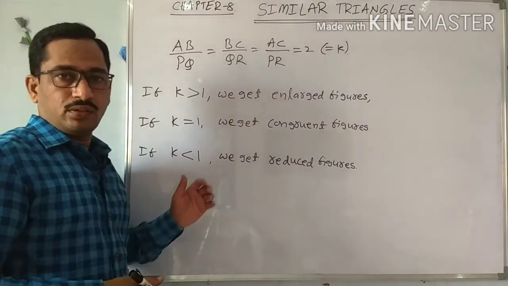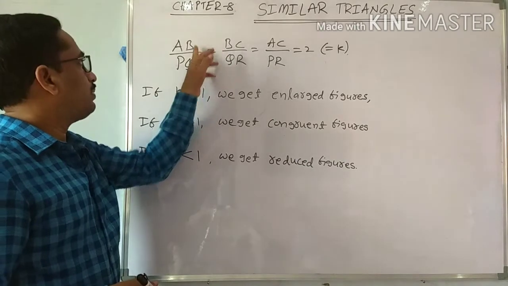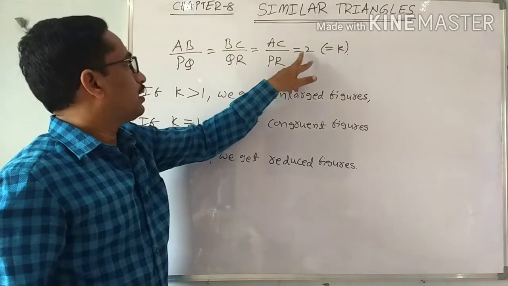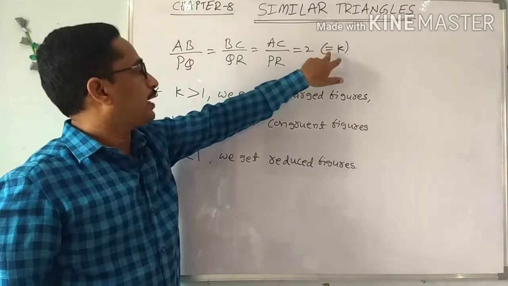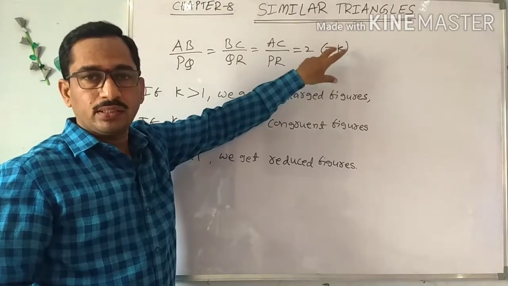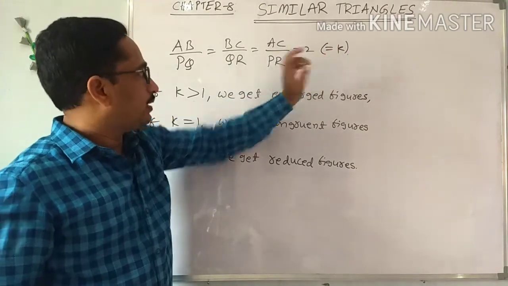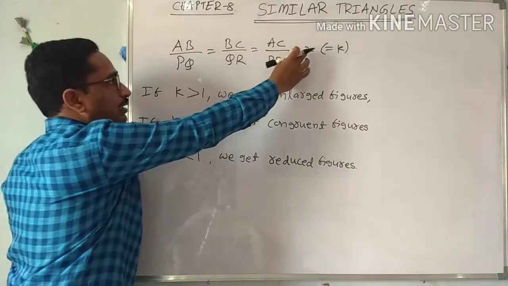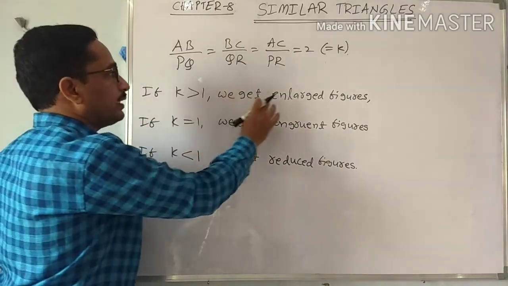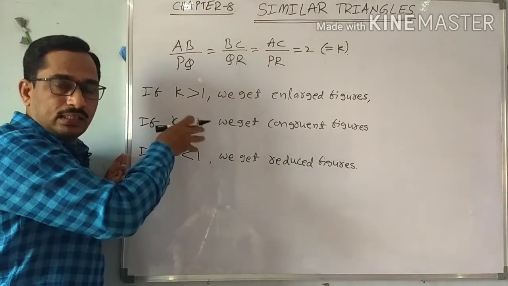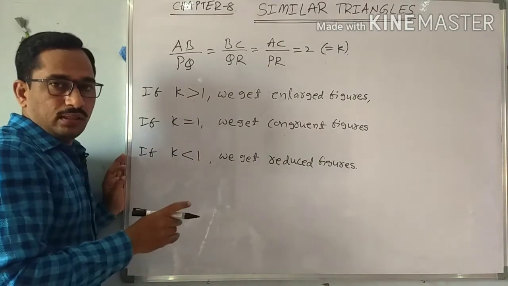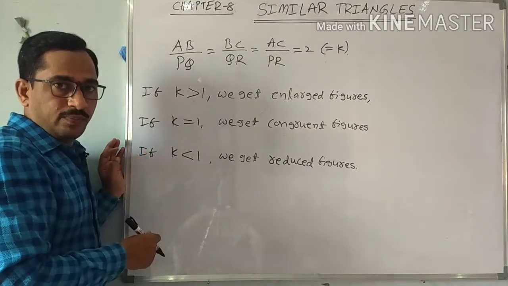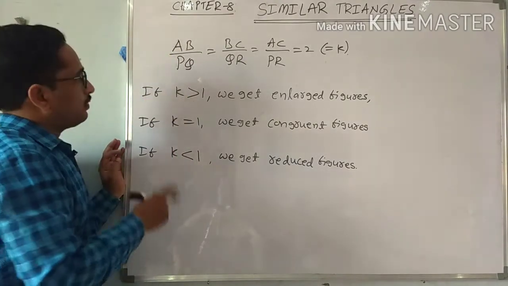See one observation from the previous example. In the previous example, AB by PQ equal to BC by QR equal to AC by PR, and all these are equal to the same ratio, 2. If I take some constant k, it depends on this k. Here I am defining some definitions. If k is greater than 1, meaning the obtained ratio value is greater than 1, then we get enlarged figures. This topic is related to the long question. From the exam point of view, there is a long question for 4 marks, the construction of similar triangles, and I use this concept for the long question.